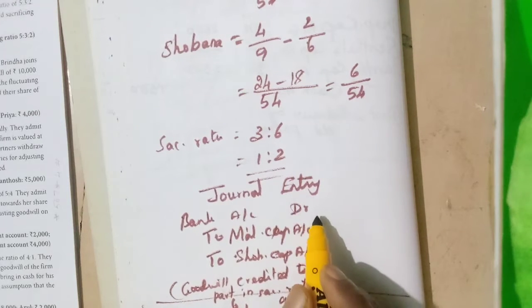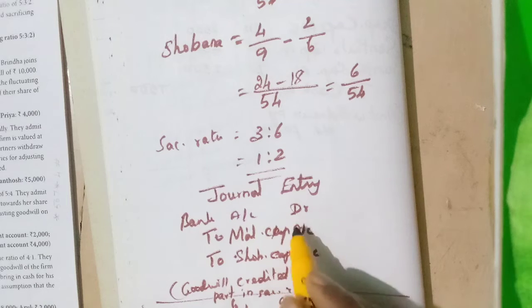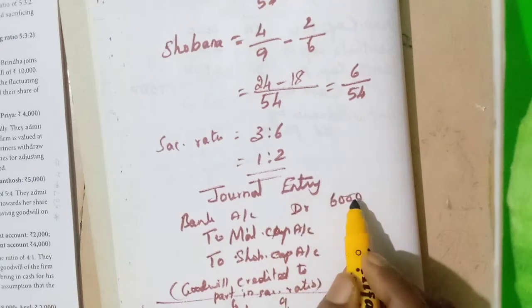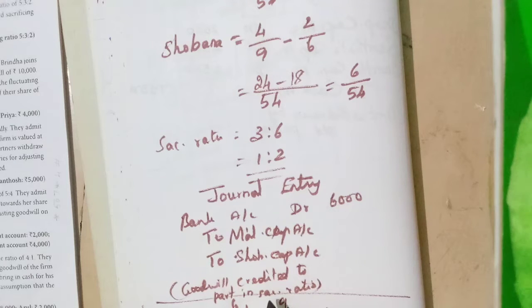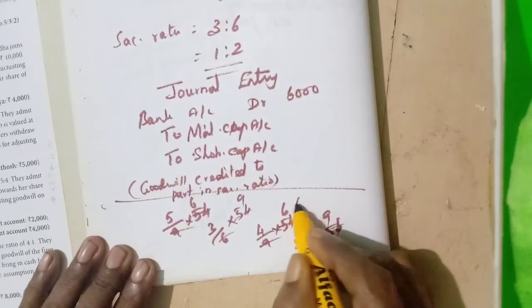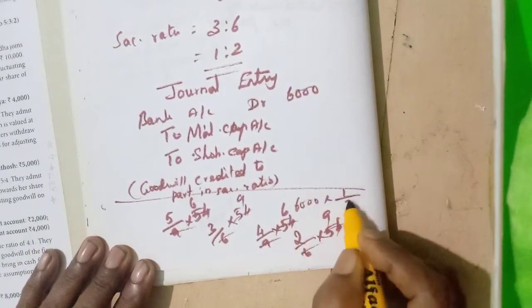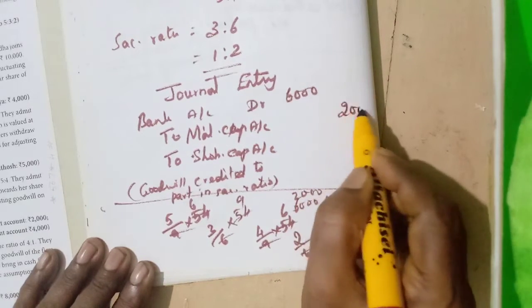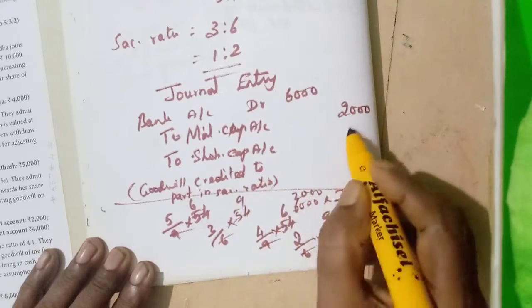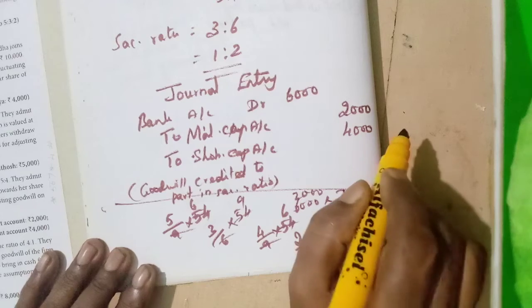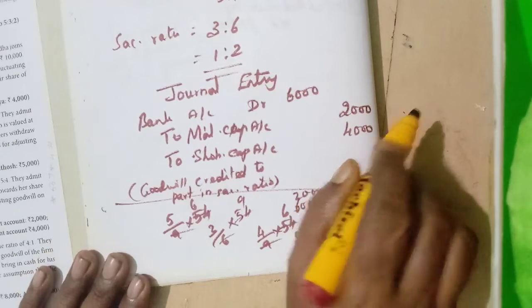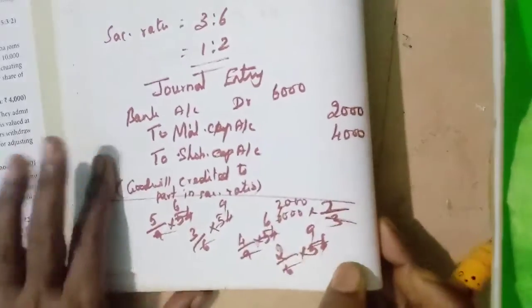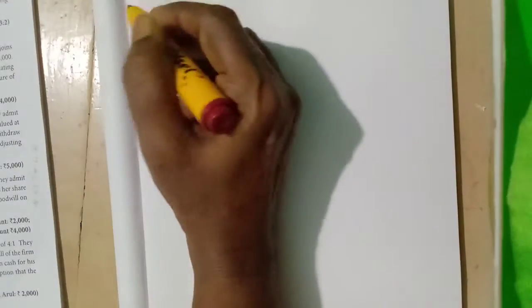What is the share of goodwill brought by new partner Jayasri? 6,000, isn't it? This 6,000 we need to share in the ratio of 1:2. So we will calculate. Okay, 6,000 into 1/3, 3 2s are 6, 2,000. Here 2, isn't it? 2,000 into 2, 4,000. This is the journal entry. Okay, this is the solution. Now we will do the next one, 21.